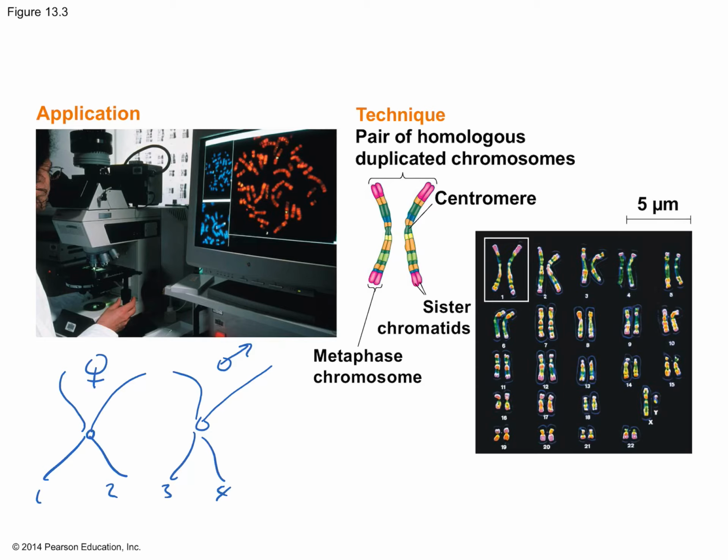All right. So pair number 23 in humans are sex chromosomes. What do we call pairs 1 through 22? They are called autosomes. All right. They're not sex chromosomes. They're called autosomes because they have genes that play no role in determining the sex of the offspring, whereas the sex chromosomes do.